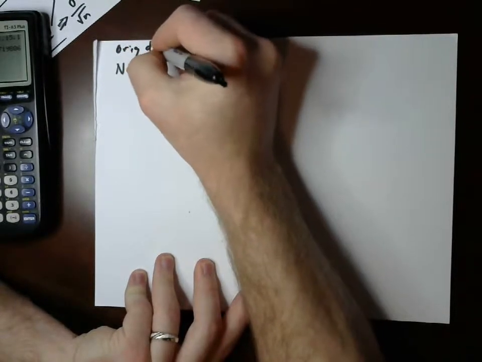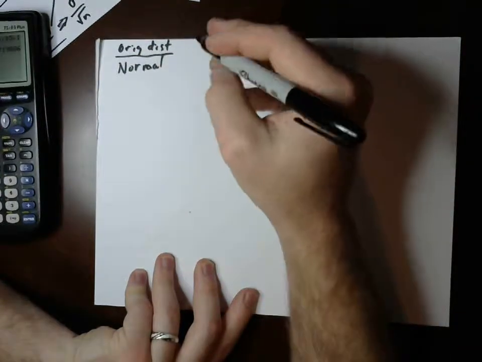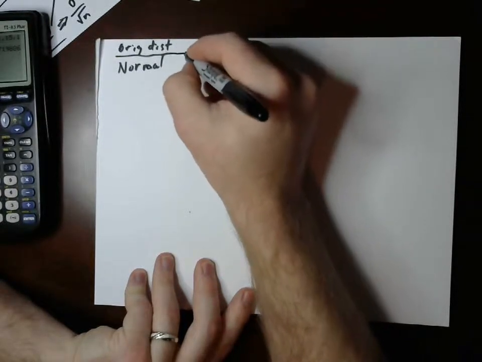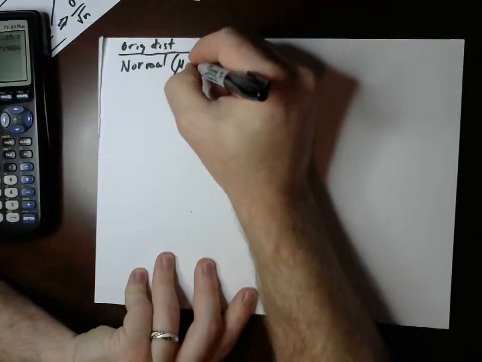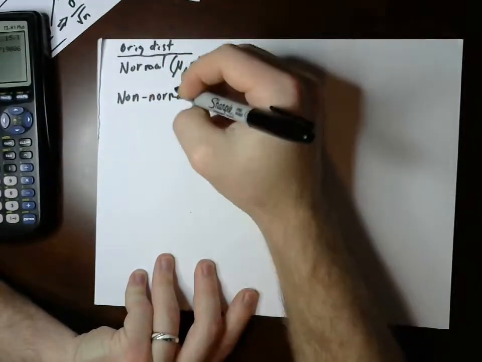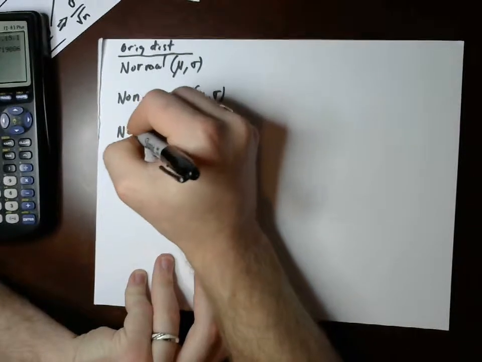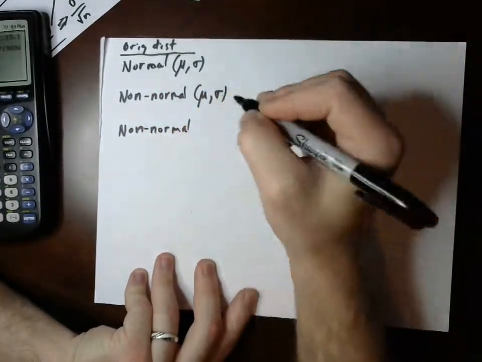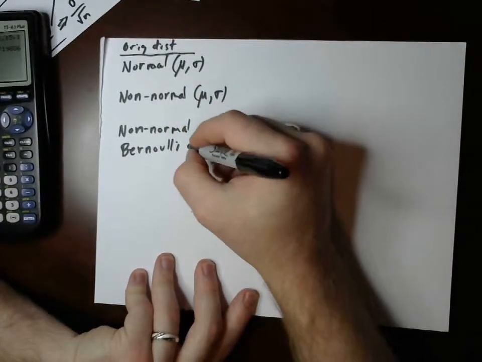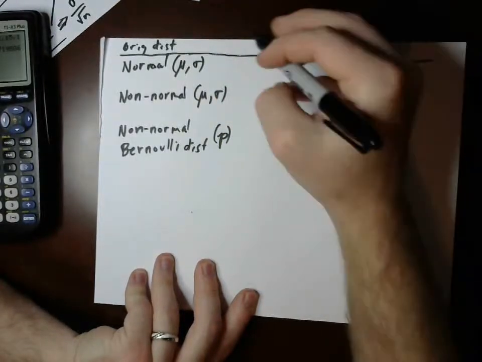I'm talking about the original distribution. If the original distribution is normal, and we're given mu and sigma, okay, and then there's also the possibility that we have a non-normal distribution. This is called a Bernoulli distribution, and we're just given p, the population proportion. So those are three different possibilities for the original distributions.